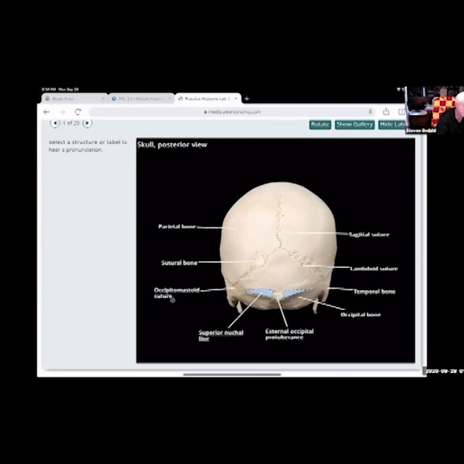You have the occipital mastoid suture between the occipital bone and the mastoid process. And these lines here are examples of what's called a sutural bone, where bones fuse together and join. That's called a sutural bone. And we have the parietal bones.